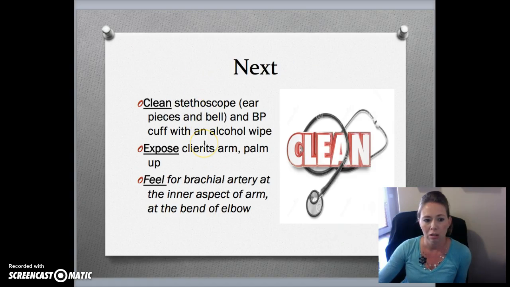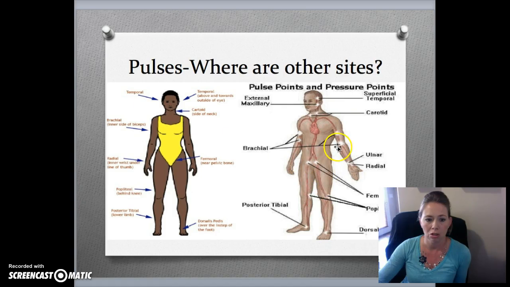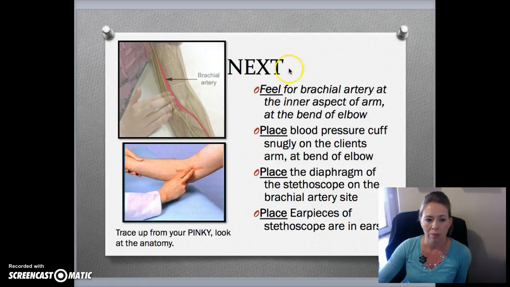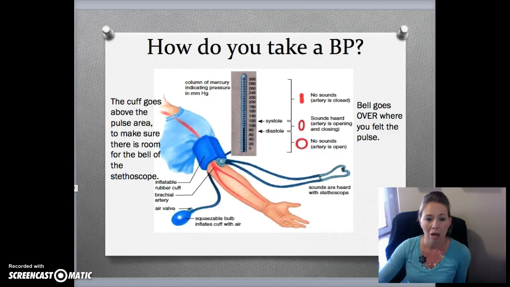Okay? Clean the stethoscope, expose the arm, feel for the brachial artery, make sure your arm is upwards again, and this shows you where the brachial artery is, one right there on that arm, this spot on that one. Here's another overview of that. Then you're feeling for the brachial artery, putting that on, then placing the diaphragm bell of the stethoscope on that spot. Place your earpieces in your ear, pump it up, 160, 180.